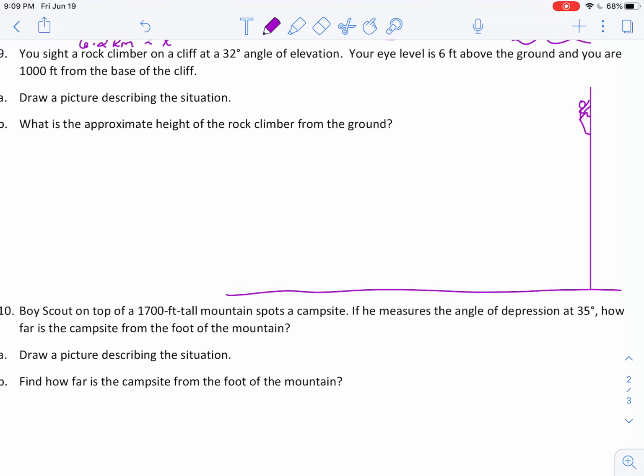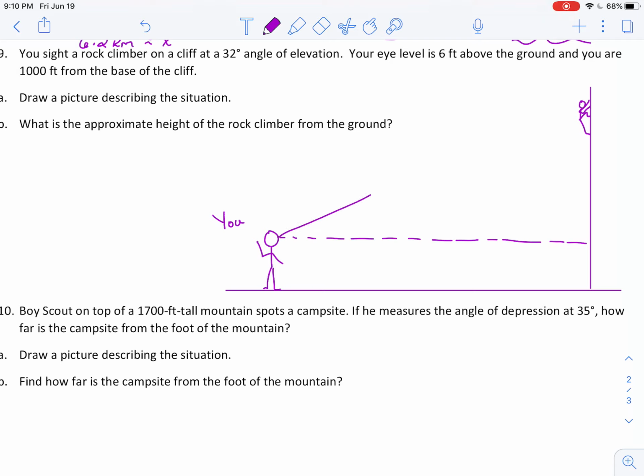And you are the one sighting this, so you are not standing right underneath this person. You are some distance away, so I'm actually going to draw you. You're waving to yourself. This is you. Okay, so you see this rock climber. You could look horizontally, but then you wouldn't see him. From that horizontal line, you have to look up at this person. That is where the angle goes. So you do have a right triangle.